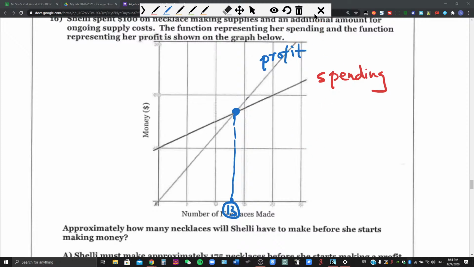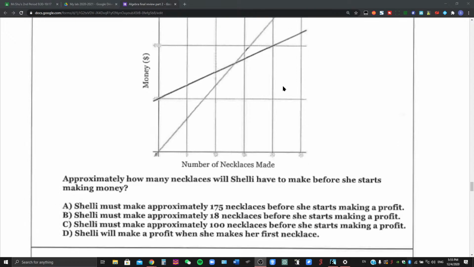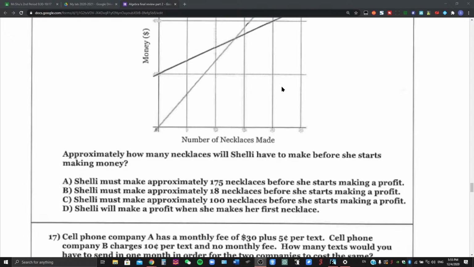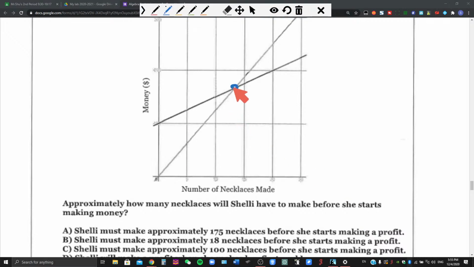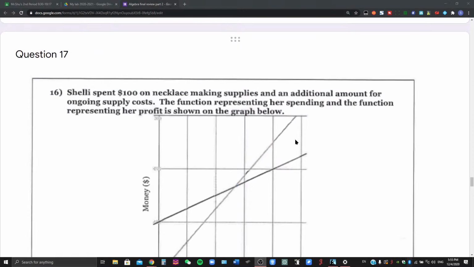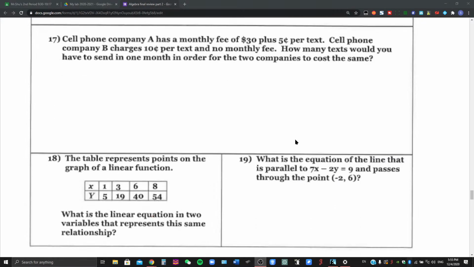That's actually the answer. However, the options didn't give us that answer. So there's something wrong either with the option or with the graph. But so we don't do this, but you will know that after this point, 13, she will start making more profit than spending, or she starts making money. Right? 16. Let's do 17.